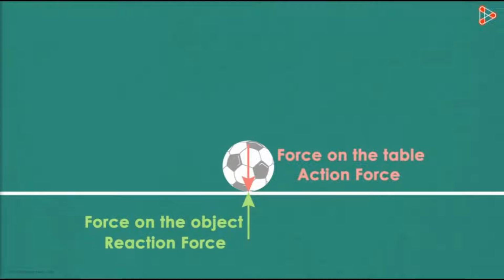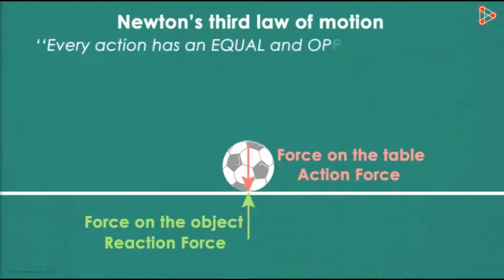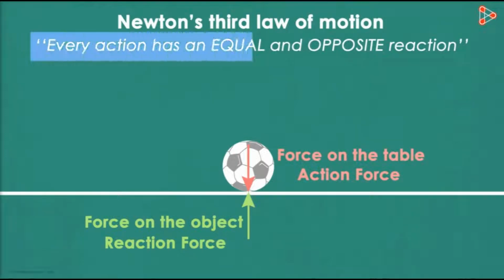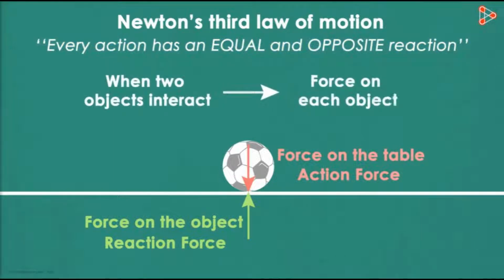What we saw here is nothing but a display of Newton's third law of motion. Every action has an equal and opposite reaction. That's how simple the third law is. It means that when two objects interact, there is a force on each object. The magnitude of force on the first object equals the magnitude of force on the second one.